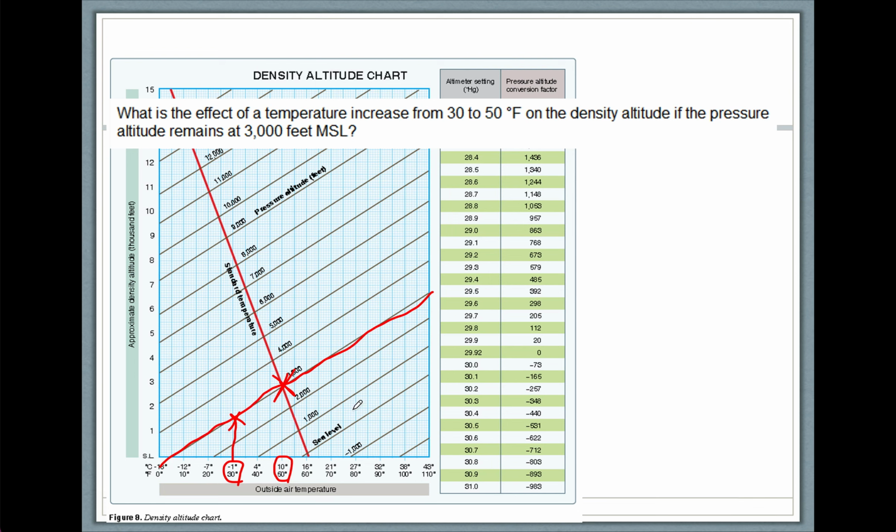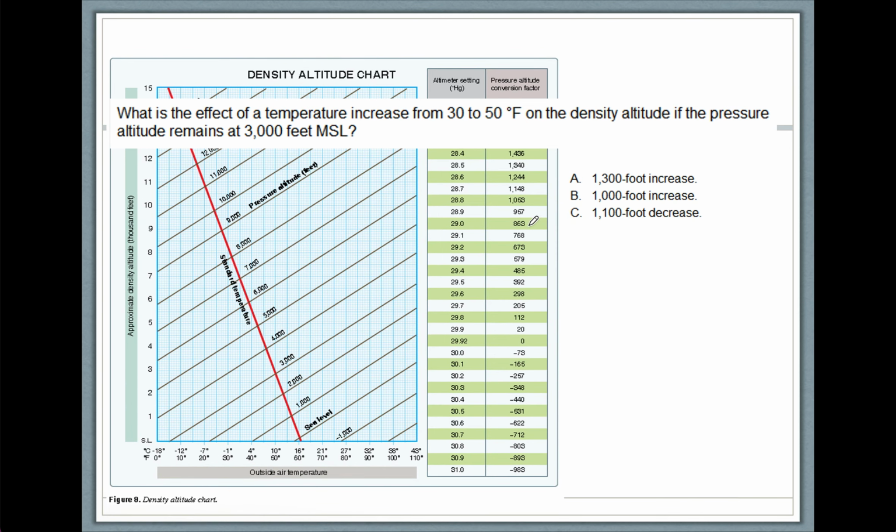So all things else being equal, just increasing the temperature from 30 to 50 raised my density altitude from around there to around there. Raised it from 1,400 to about 3,000. So it increased by about 1,600 or so feet. Now let's see what our closest option is. I need to draw straighter lines is really what it comes down to.